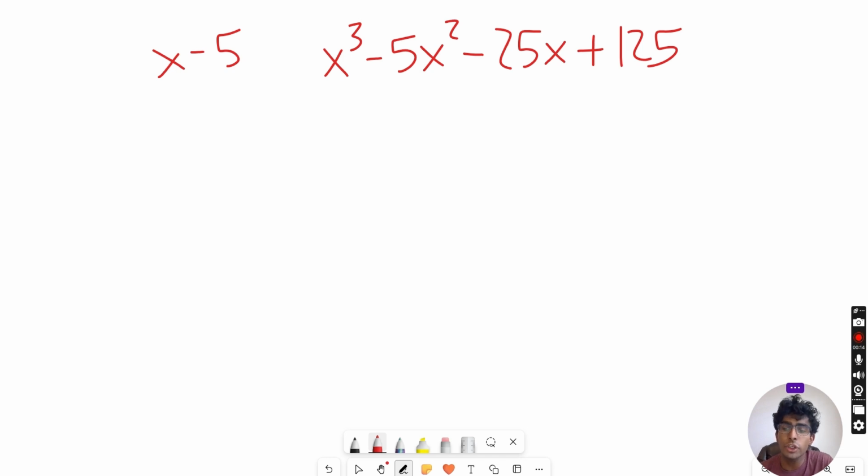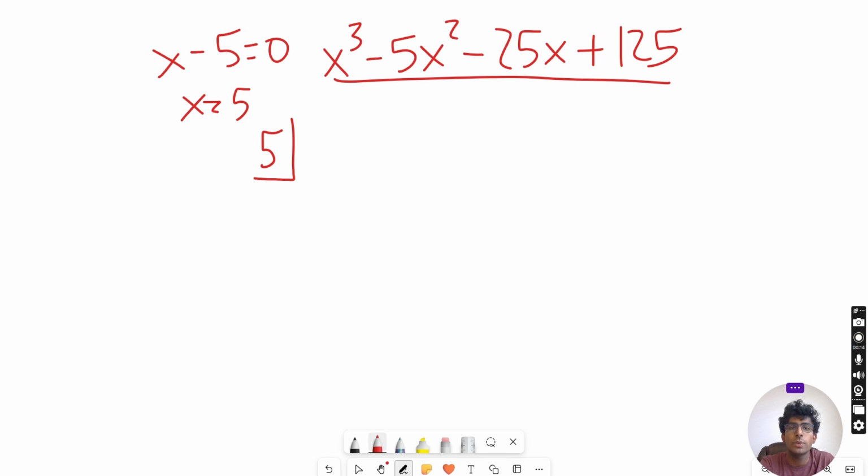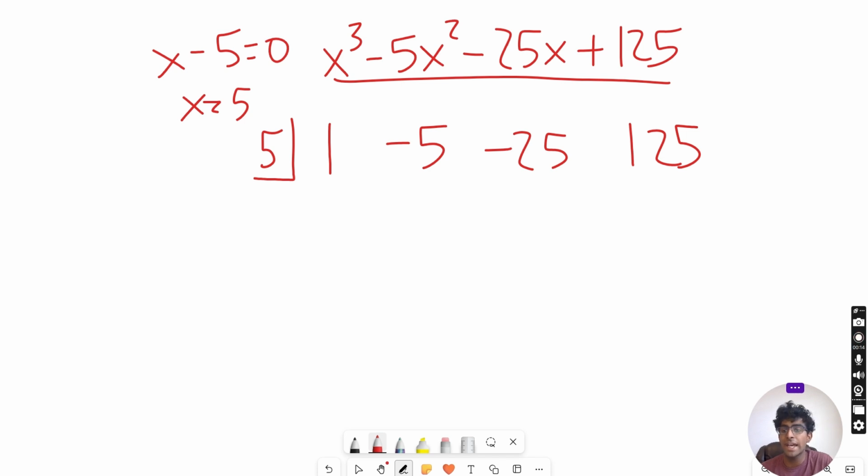So here's what we're going to do. We're going to set this factor equal to 0. We're going to get x equals 5. We're going to have this number 5 in the corner here. And then we're going to write out the coefficients for each of these terms for the original polynomial. So we have 1, negative 5, negative 25, and 125. And I just want to make it clear, if you had a polynomial where it skips a term, like if it goes from x cubed straight to x, and there is no x squared term, you've got to put a 0 for the coefficient for that x squared term. So we have the coefficients written out here at the top.